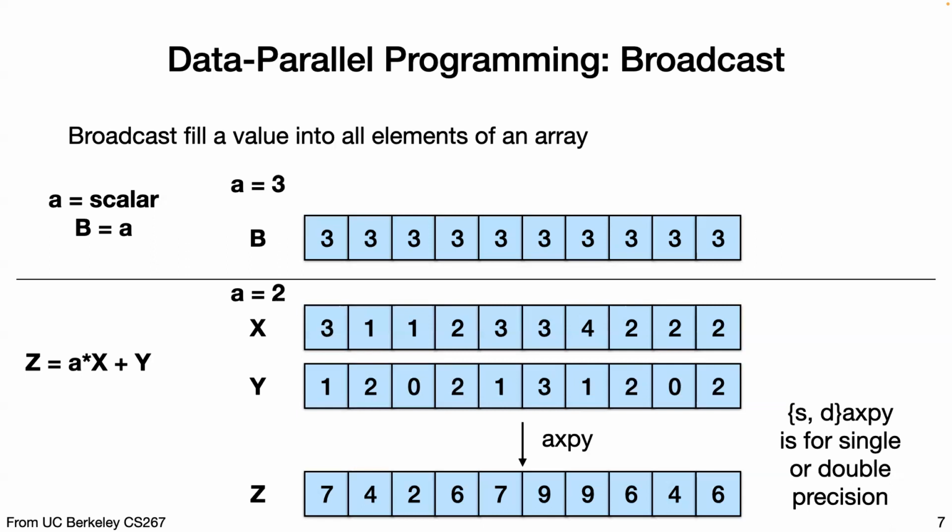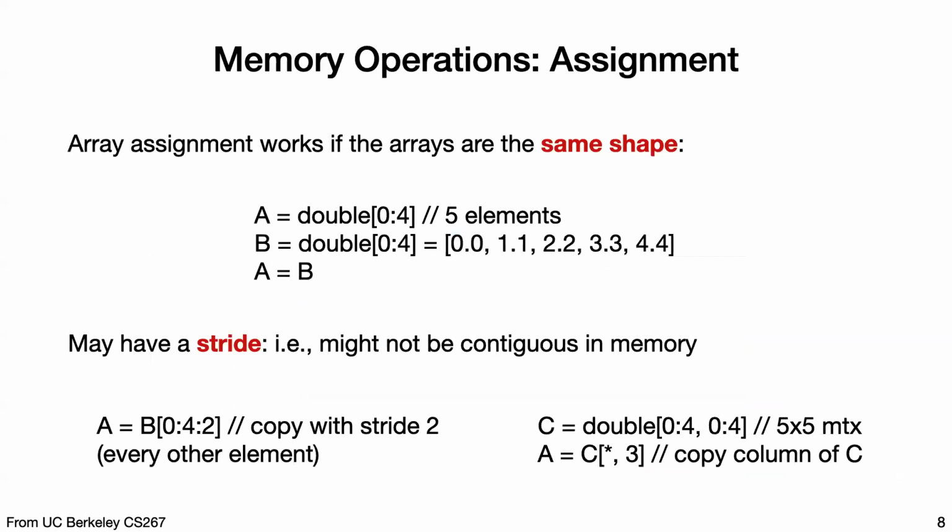You can also do assignment in a vectorized or in a SIMD way if the arrays are the same shape. For example, you have array A, which is an array of 5 doubles, and then you have some B, and you fill it in with some values, and then you can set A equal to B because they match in terms of the shape. You can also set a stride, so your copy doesn't necessarily have to be contiguous in memory.